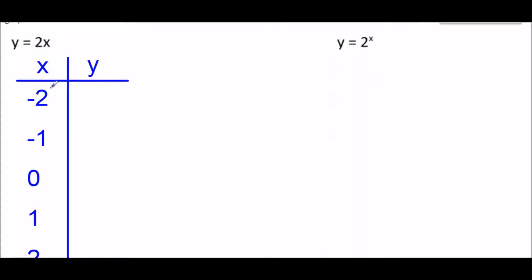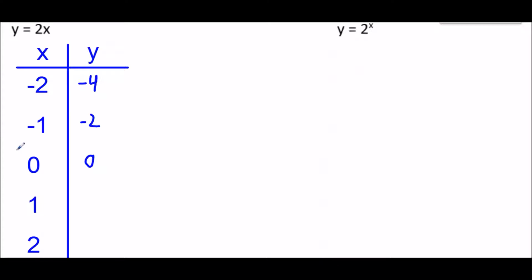If I plug in -2 for x here, it's going to be 2 times -2, or -4. If I plug in -1, it's 2 times -1, giving me -2. If I plug in 0, it's 2 times 0, or 0. If I plug in 1, it's 2 times 1, or 2. And if I plug in 2, it's 2 times 2, giving me 4.